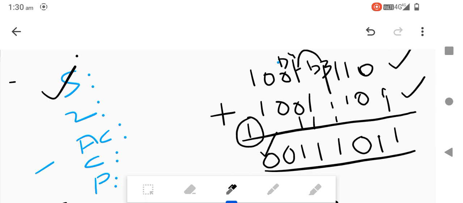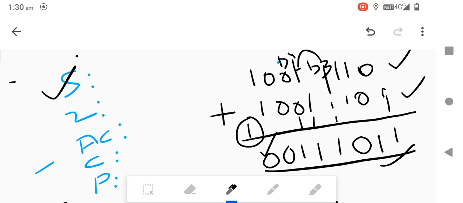Next, the zero flag. The zero flag is set if the result of the ALU operation is 0. So if we get the result as all zeros, then the zero flag is going to be set.